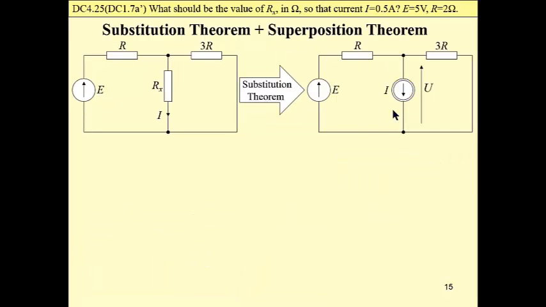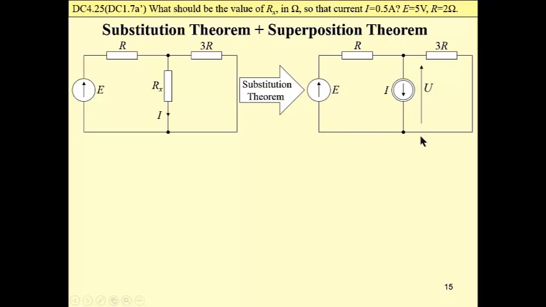And finally, a substitution theorem approach and also the superposition theorem applied in this solution. So we may replace the element that we are looking for by a current source. We know the current, the element current. Then we may substitute this element by a current source, like here at the right side.